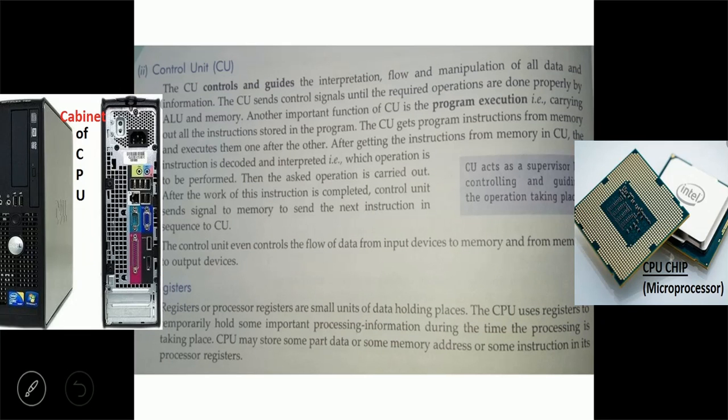Next is the control unit. It is also a part of the CPU. You can say it is like the guide, the controller of the computer system, which controls, manages, and coordinates all the devices, all the units of the computer, that is keyboard, mouse, printer, monitor. Everything is controlled and managed by the control unit, CU.